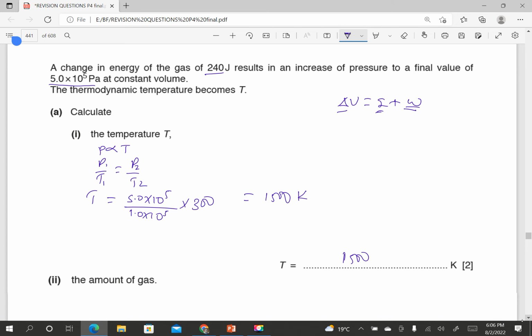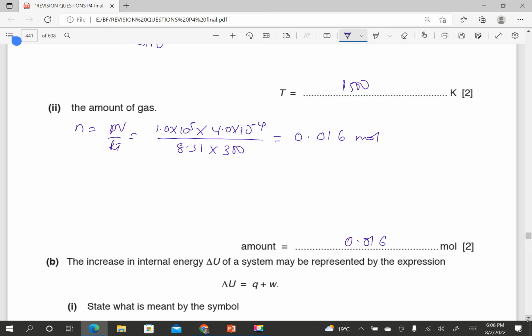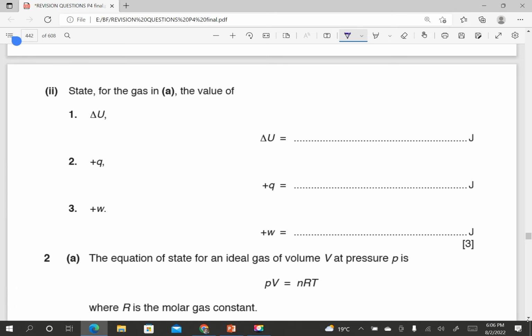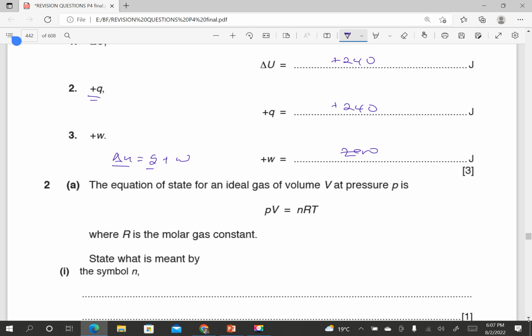Because it is added, it is positive. So this will be positive 240 joules. Then, of course, this one is still the same, plus 240 joules. Then the work done, of course, is 0 because the volume is constant. If you want to verify, you can just substitute: change in internal energy is equal to Q plus work done. This one is 240, this one is 240, so the work done is 0. Okay, that one is done.